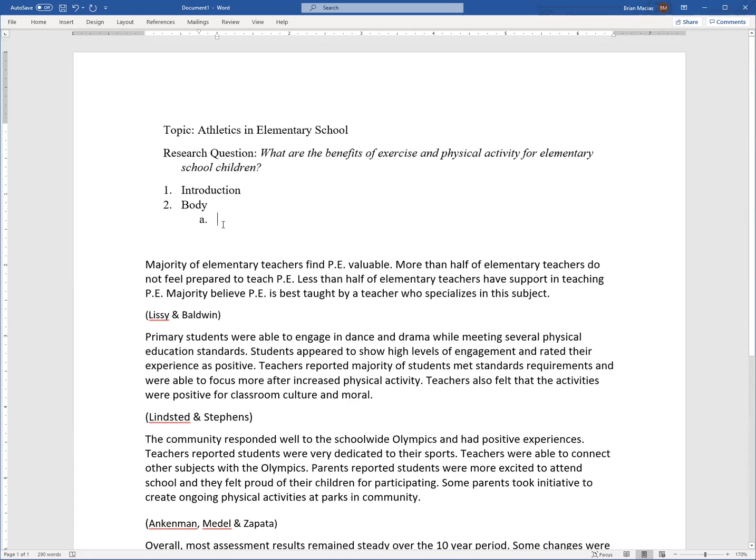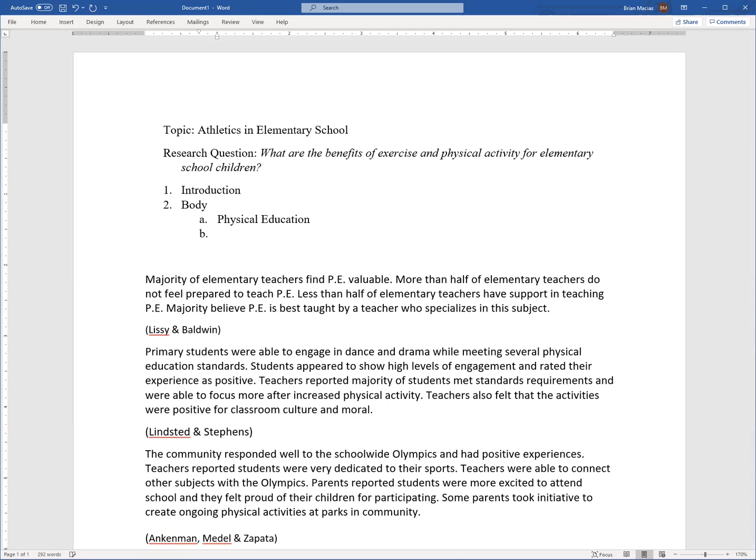So I see a few different things happening. I see two clear categories, and one is physical education as a class. And the other ones seem to be, if I could group them together, maybe extracurricular activities, right? So that makes sense.